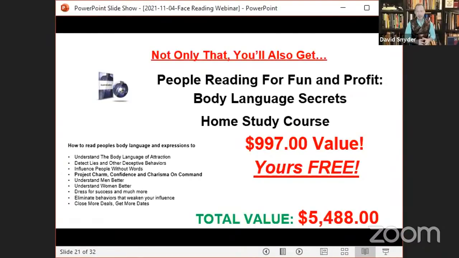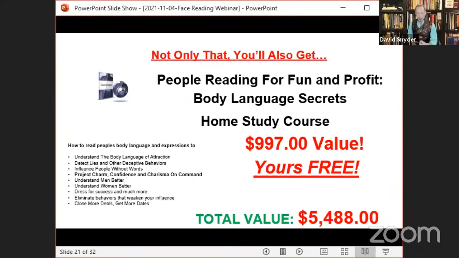Men, you'll learn to understand women better. Ladies, you'll learn to understand men better. You'll learn how to dress for success in ways that actually frame you the way you want to be framed, and position yourself in the minds of the people around you. We call it personal branding. And this is something that whenever we do it, people get so excited because it gives them the most important information they need to be perceived the way they want to be perceived.